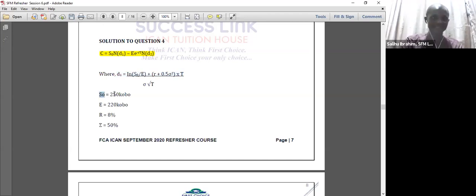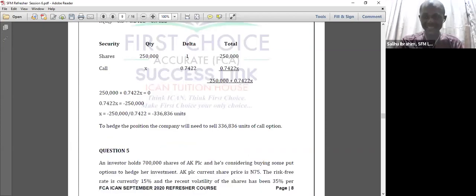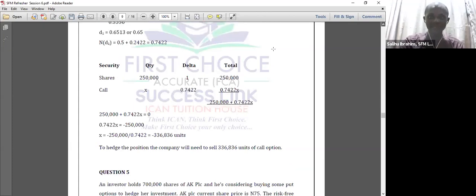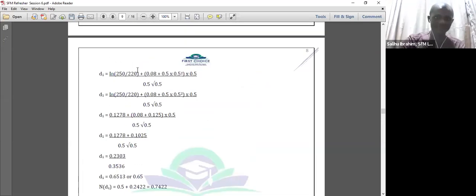Now, the current share price is 250 kobo. Exercise price is 220. Risk-free rate is 8%. Volatility, please, this is volatility, not summation. It's standard deviation, 50%, not summation. I will put that in the Black-Scholes option pricing formula. I have 250 over exercise price, plus risk-free rate plus 0.5 times 0.5 squared, times 0.5, over 0.5 times the square root of 0.5.